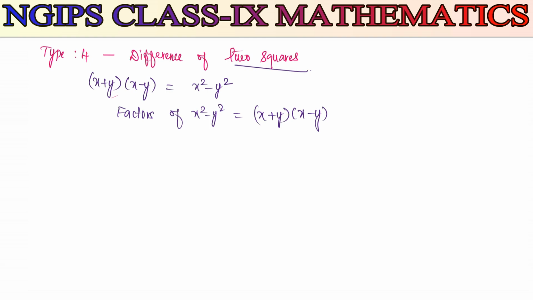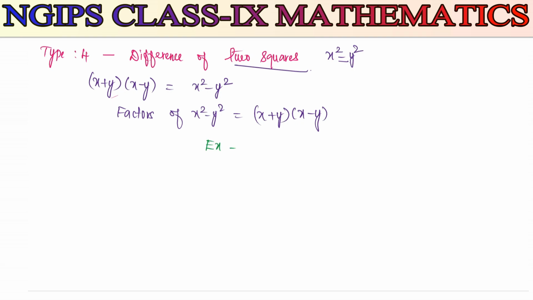I can consider x and y are the numbers. So two squares means x square minus y square. When you are going to find the factors for this, you can just split that into x plus y and x minus y. So x plus y and x minus y are the factors of x square minus y square. Now directly I am going to solve the exercise problems.